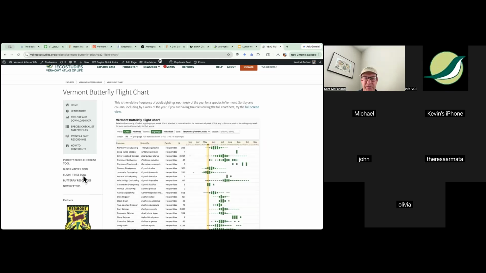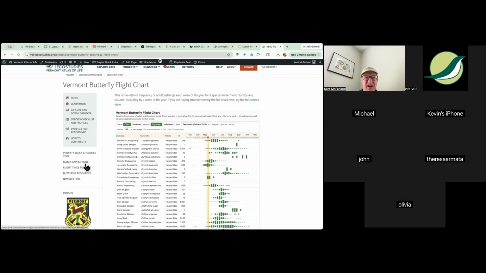Before you continue on to the flight times, we had a question about how the priority blocks were originally chosen. So the priority blocks were chosen back in 1977 for the first breeding bird atlas. They took the 1 to 24,000 quadrangles for topographic maps for Vermont, and they divided them into 6 blocks in each one, and that's like a giant grid across the entire nation.